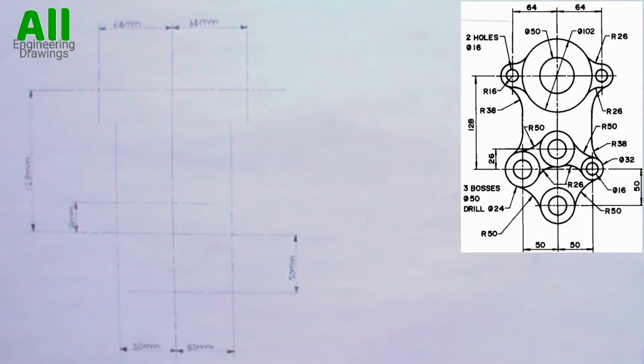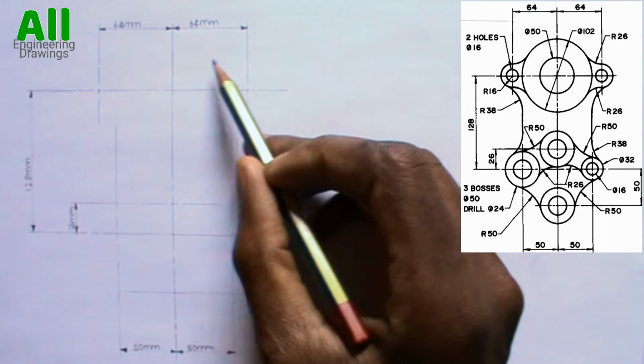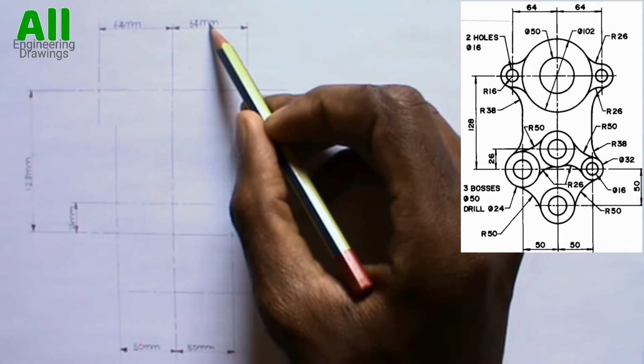As you can see, the distance between this line and this line is 128 mm. The distance between this line and this line is 64 mm. The distance between this line and this line is also 64 mm.